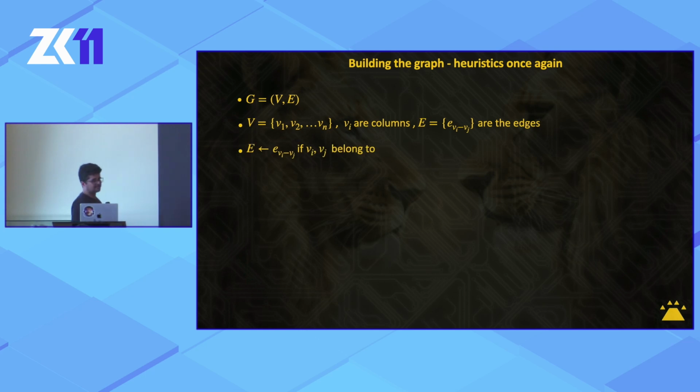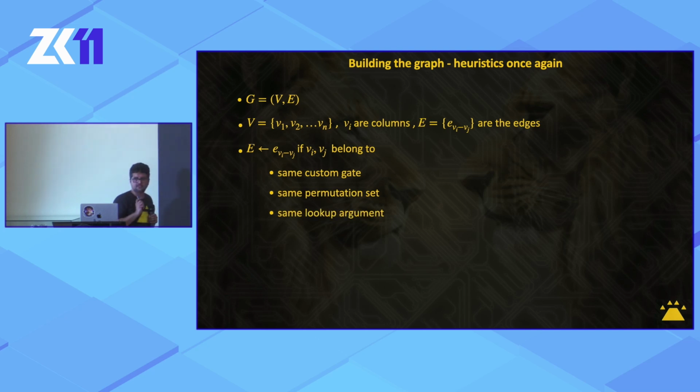So we'll make an edge with the following criteria. And this is very heuristic. There is no universal criteria here. My heuristic is that I'm going to put an edge between two vertices if they belong to the same custom gate, the same permutation set, or the same lookup argument. Okay? It's a very simple heuristic, and you can easily build the theory behind it.